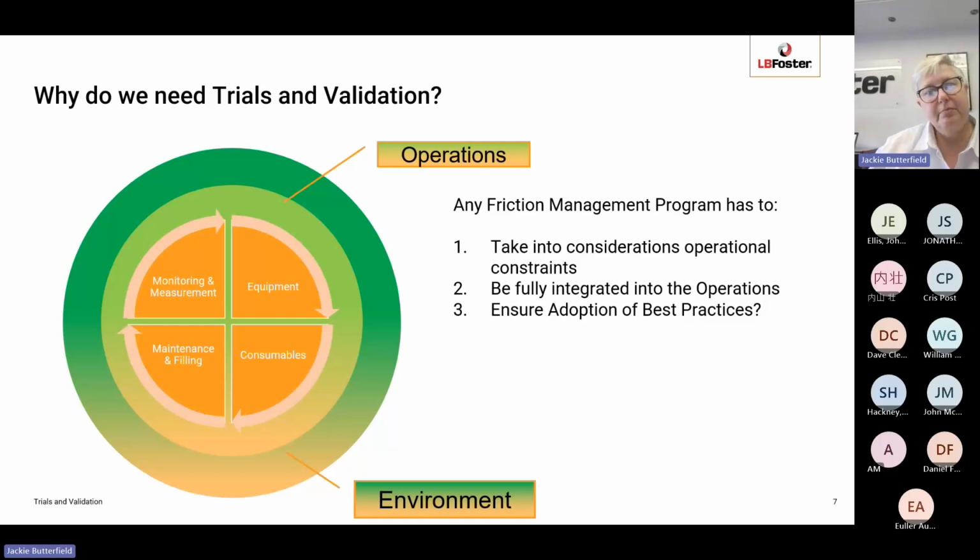And so this monitoring and measurement will also inform any future changes to any of the other three aspects of the FM program, whether that's change to upgrading equipment or changing a consumable, or even changing the application rate of that consumable.